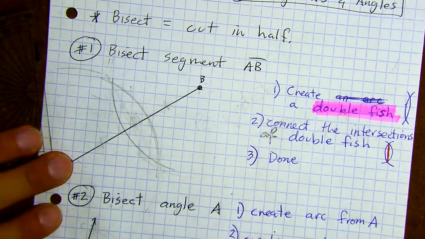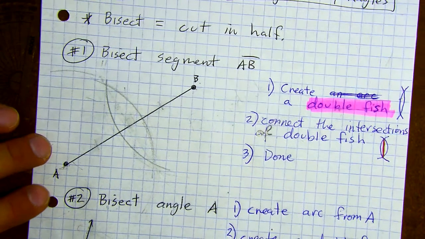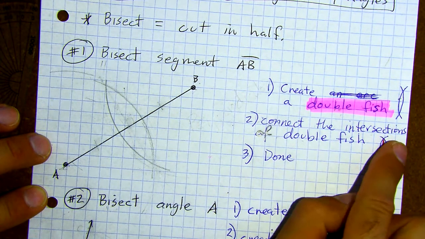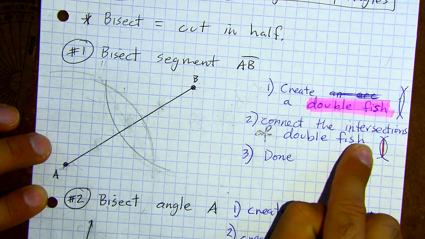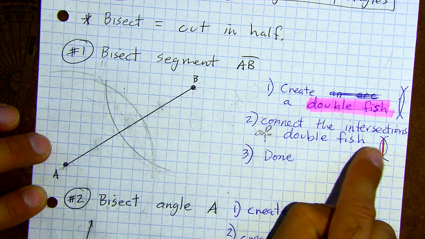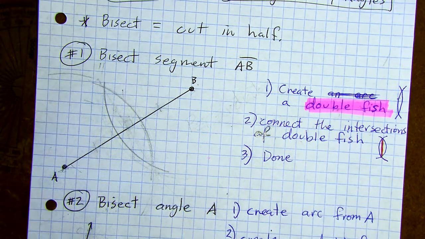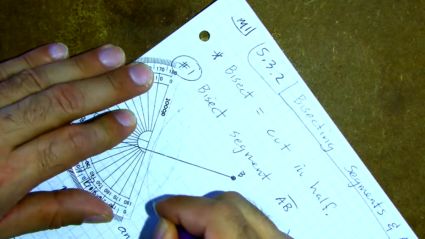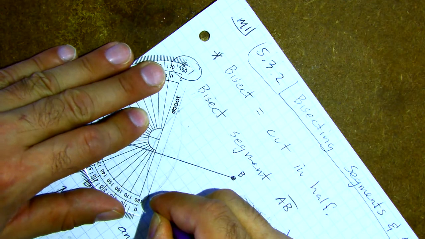Now look what we have here. We have created a double fish. Now connect the intersections of the double fish. See this red line here? We're going to connect the intersections of the double fish. So I just need to go in here, and I'm going to use pencil so that I can erase it, because that's smart. And I just need to go in, and where these double fish intersected, this point and this point, I am going to make a line.